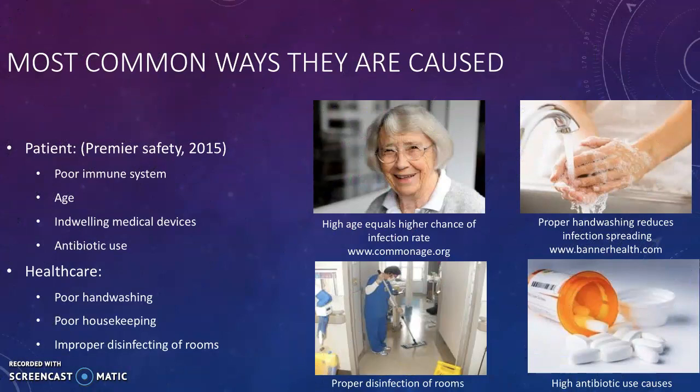There are many ways that nosocomial infections can be acquired. It can be due to both patient and healthcare staff. These include, for example, patients' characteristics such as age or underlying disease or conditions that may compromise the immune system, presence of indwelling or invasive medical devices such as catheters or breathing tubes, complications from surgical procedures, and antibiotic use.